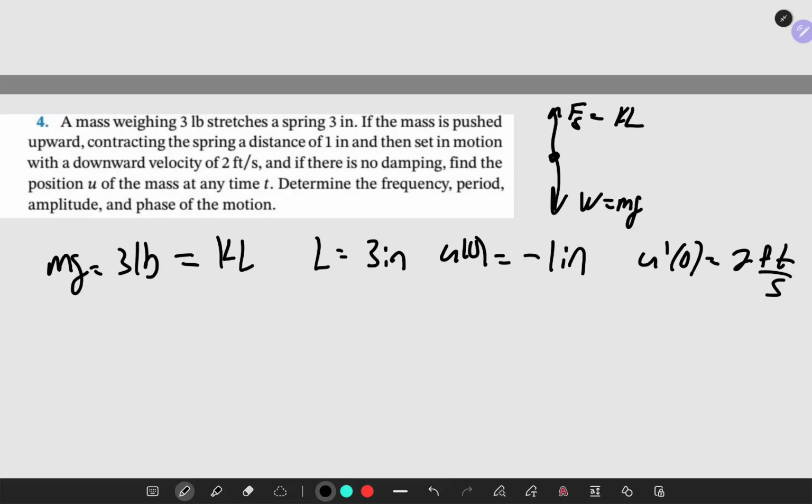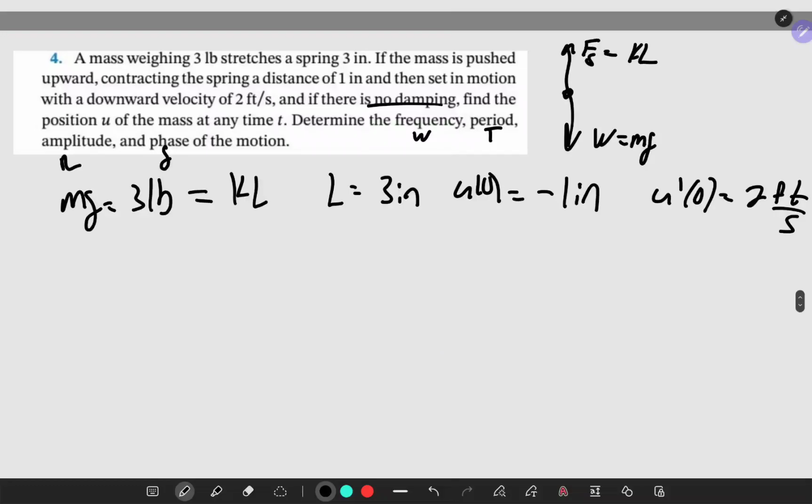Why would they not? And if there is no damping, find the position u of the mass at any time t. So it asks for the same thing. And it also wants us to determine the frequency, period, amplitude, and phase of the motion. So that would be our omega, our T, our R, and our delta.